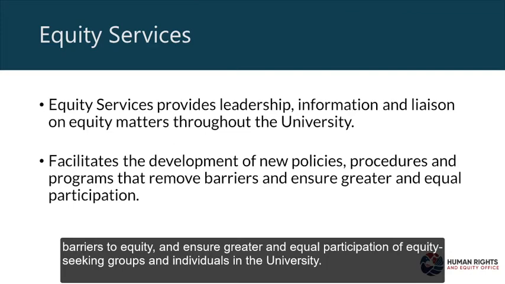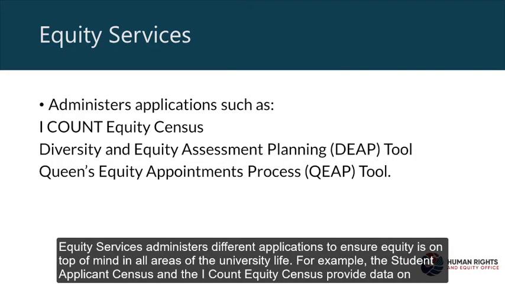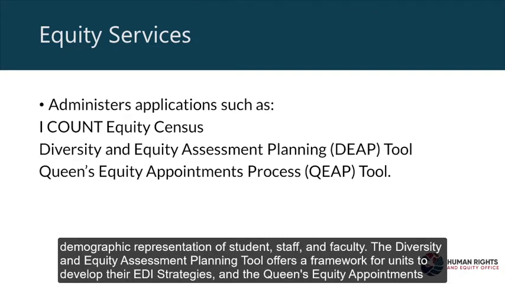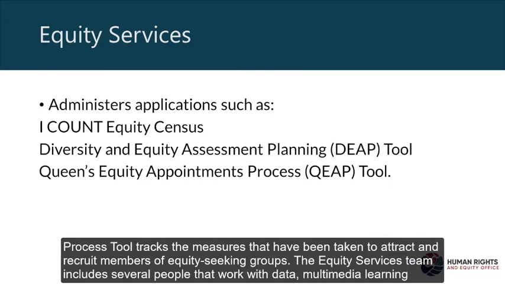Equity Services administer different applications to ensure equity is on top of mind in all areas of university life. For example, the Student Applicant Census and the I-Count Equity Census provide data on demographic representation of student, staff, and faculty. The Diversity and Equity Assessment Planning tool offers a framework for units to develop their EDI strategies, and the Queen's Equity Appointment Process tool tracks the measures that have been taken to attract and recruit members of equity-seeking groups.